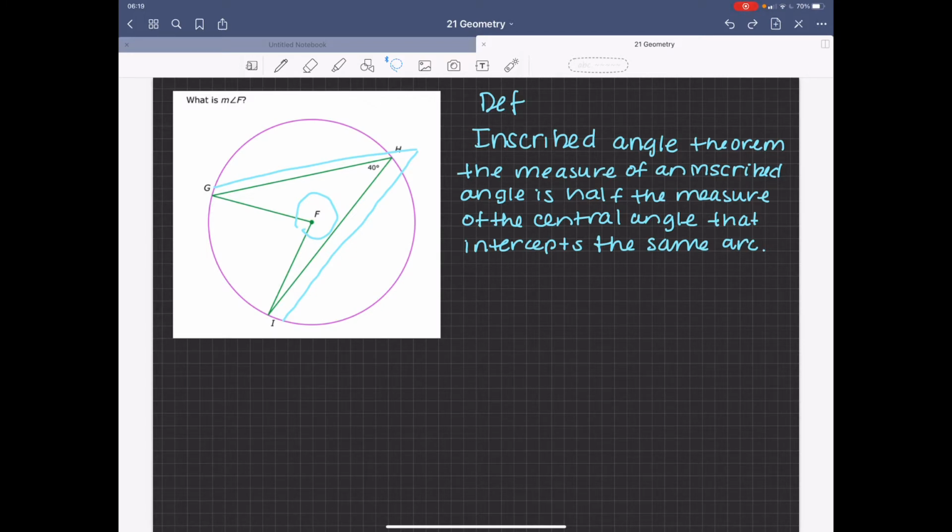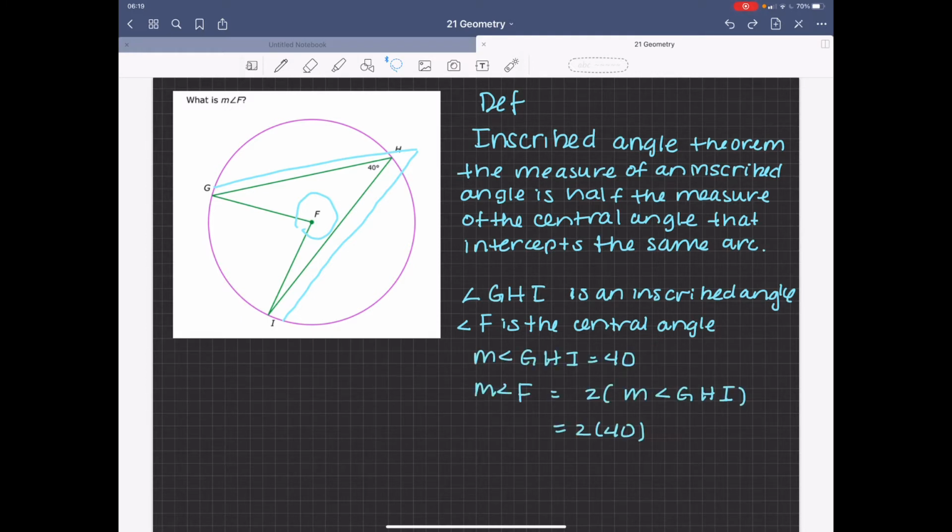We know that the measure of angle GHI is going to be 40. The central angle is F, so all we need to do is double that. So again, the measure of GHI equals 40. To find the measure of F, you multiply GHI times 2. So it's 2 times 40, and that equals 80.